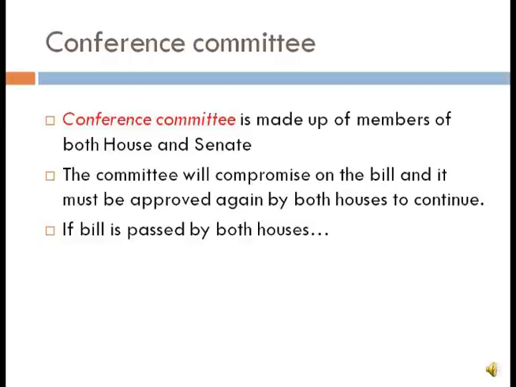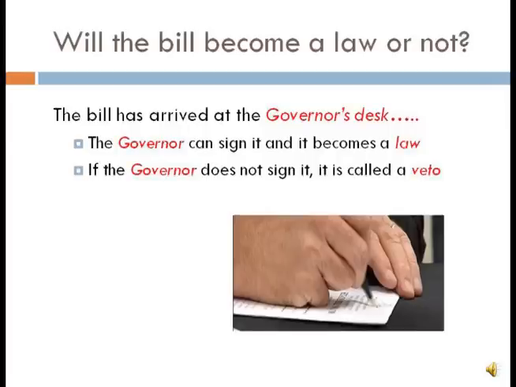If the bill is passed by both houses, then it may or may not become a law because it will arrive at the governor's desk. The governor can sign it and then it becomes a law. If the governor does not sign it, it's called a veto.